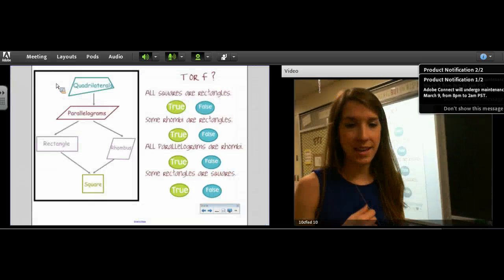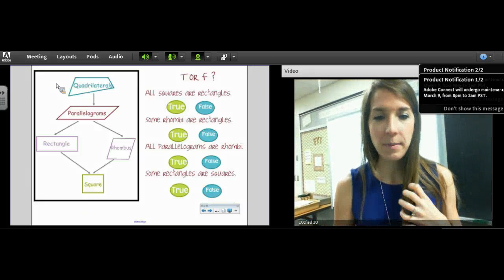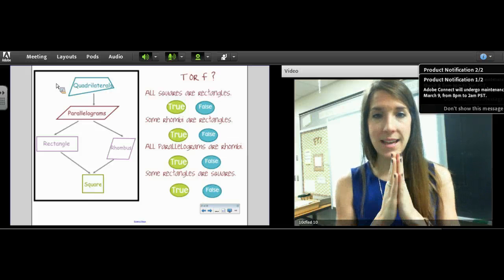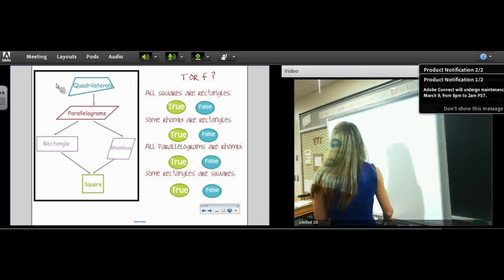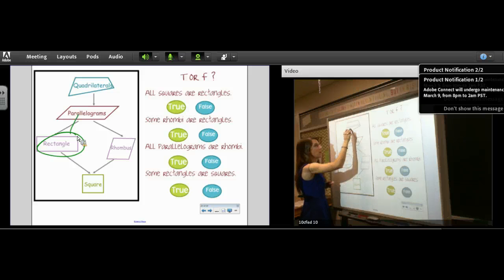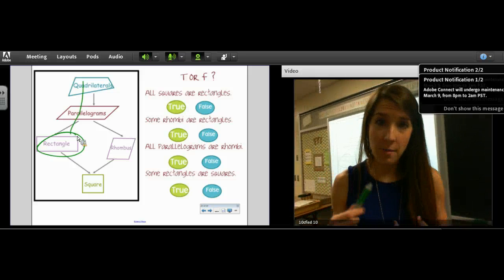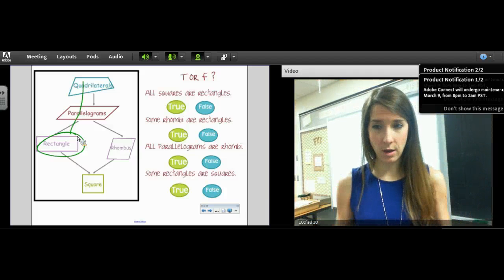Here's how the family, the square gets everything. He's the envy of everybody. Here's how the family tree works. In this family tree, every shape is himself, and he's everything above him. So a rectangle is a rectangle and a parallelogram and a quadrilateral. You are yourself and you're everything above you.